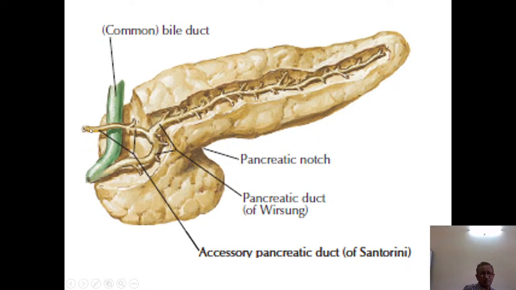Whereas on the minor duodenal papilla, the accessory pancreatic duct opens. This one is the minor duodenal papilla. These are present on the medial wall of the duodenum.